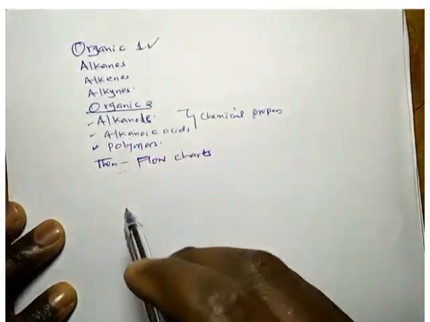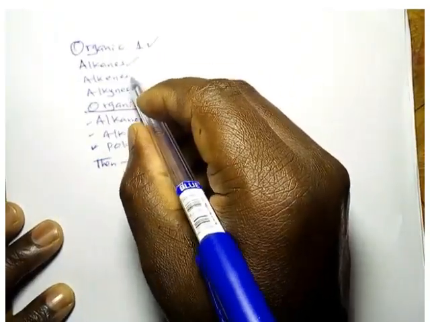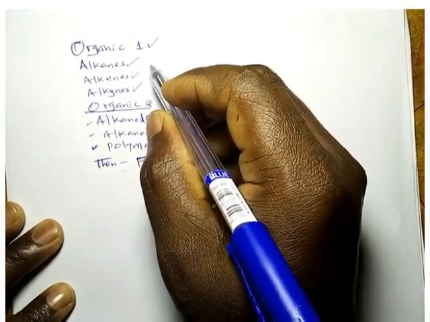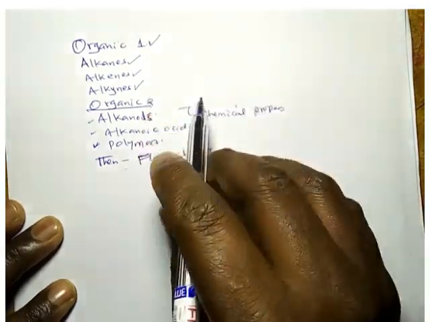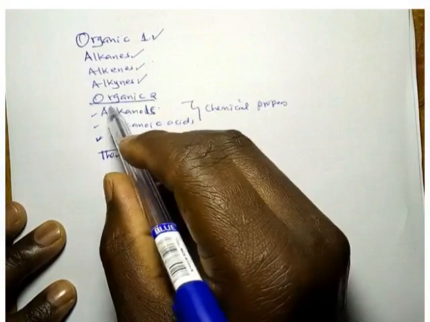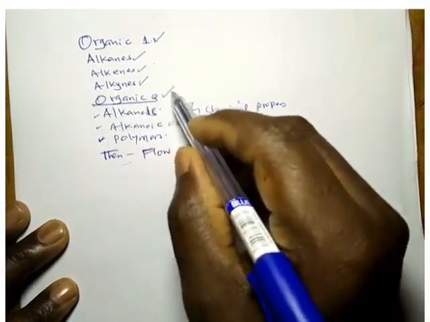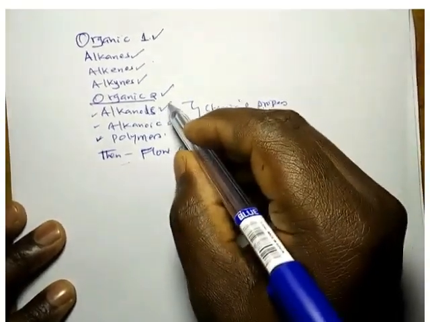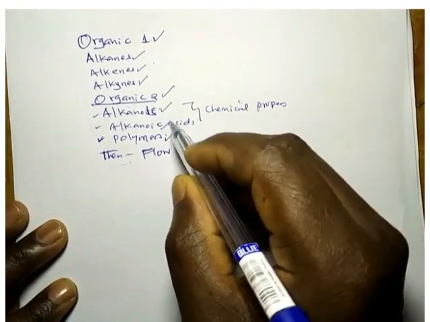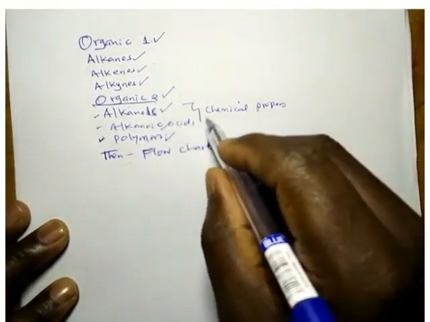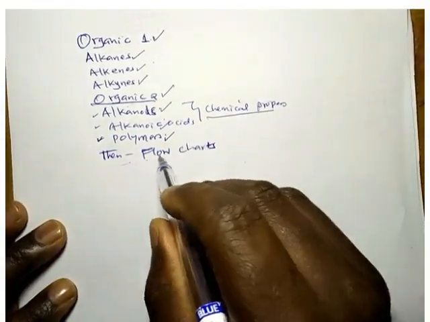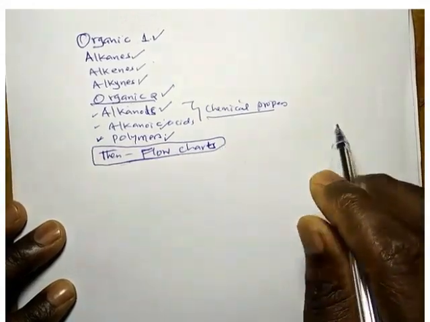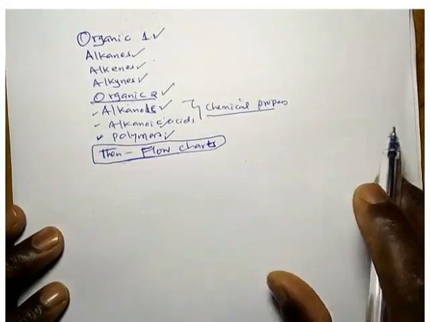So I want to take you through briefly Organic Chem 1. In Organic Chem 1, we will talk about the alkanes, alkenes, and alkynes, how to name them, the chemical properties, and the physical properties. After that, we will do some questions, and then we will go to Form 4, where we will look at Organic 2. In Organic 2, we have alkanols, alkanoic acids, and polymers. We will look at how to prepare them and their chemical properties. After that, we will embark on how to deal with flowcharts. So I want you to be patient and learn.